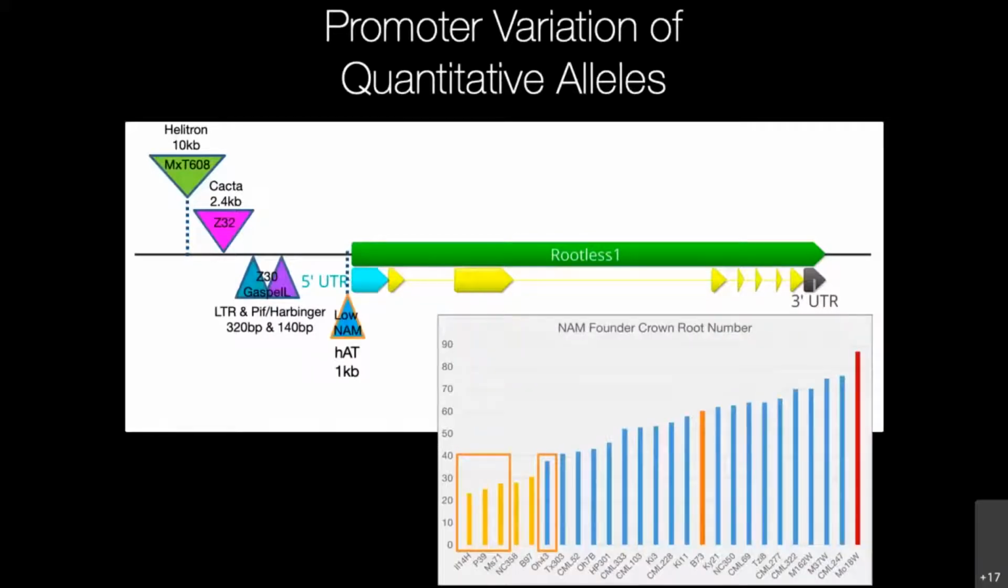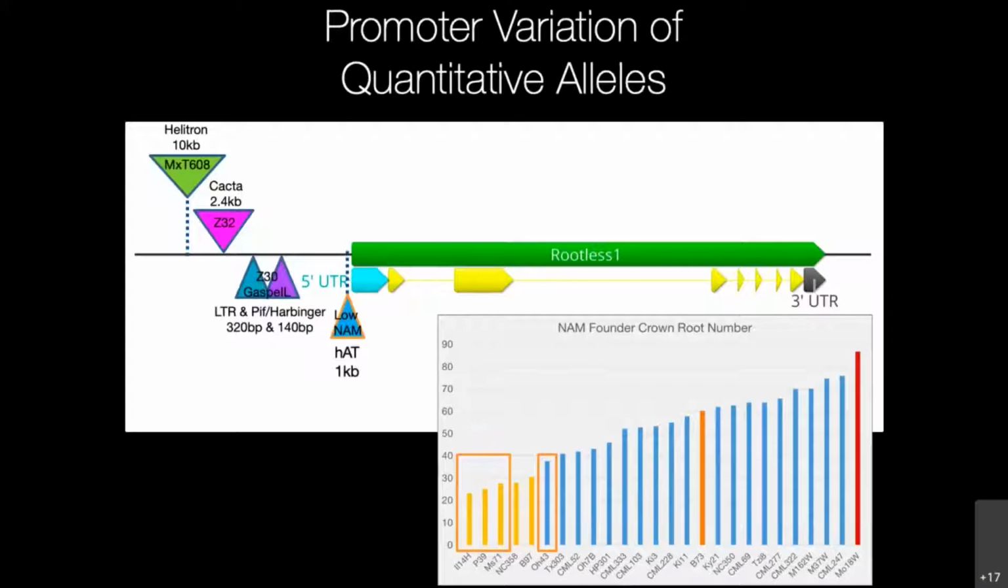And then just recently we found this hAT transposon in many of the NAM founders that have the lowest numbers of nodal roots. So we're pretty excited about the possibility to finally have, again, a knob that we can tune for this really important root architectural trait.